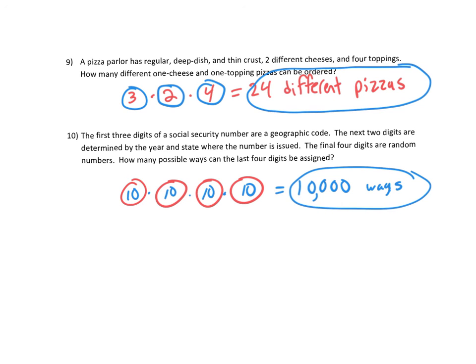Number 10 was a little bit of a trick, because the Social Security number has a lot of numbers, but this was only looking at the final 4 digits, or random numbers. The question says, how many possible ways can the last 4 digits be assigned? So here's 1 digit, 2 digits, 3 digits, 4 digits, 4 decisions to be made, and for each of them there are 10 possible digits. So we simply multiply 10 times 10 times 10 times 10, and we get 10,000 different ways of finding those last 4 digits.